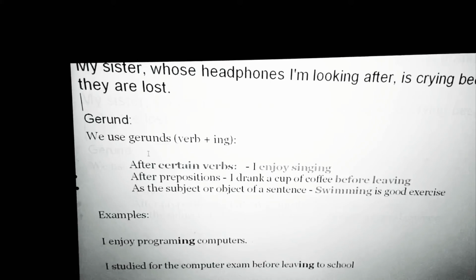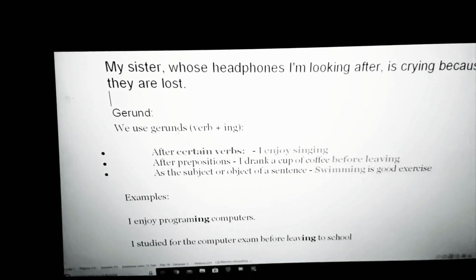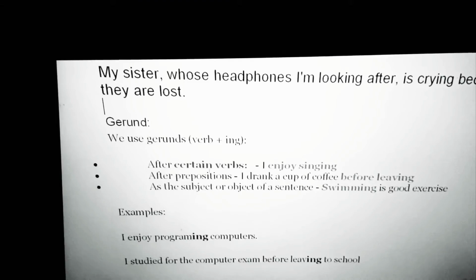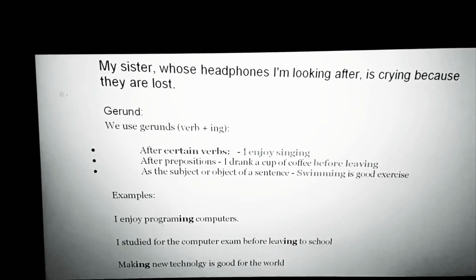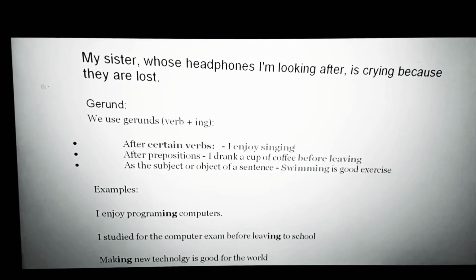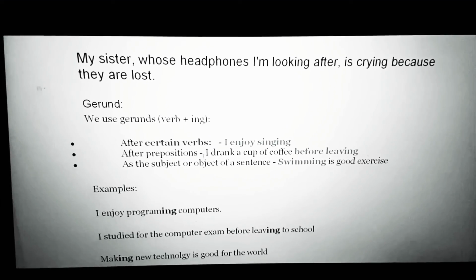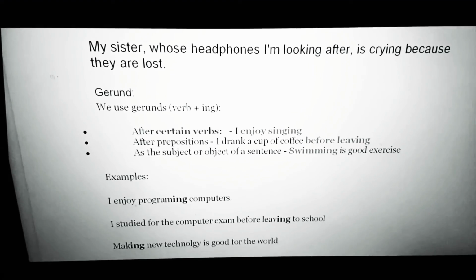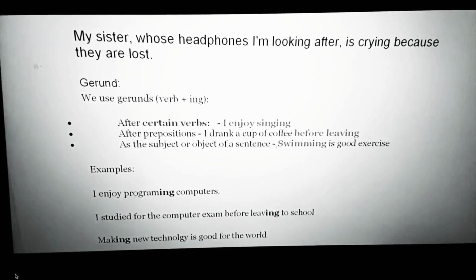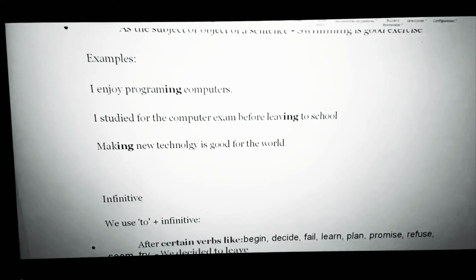Now we move on to gerund. We use gerunds, we just put a verb and it's ing. It's pretty simple. But after certain verbs, for example, I enjoy singing. After prepositions, I drank a cup of coffee before leaving. As a subject or object of a sentence, swimming is a good exercise.